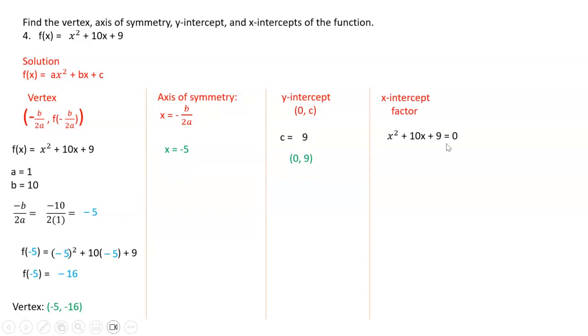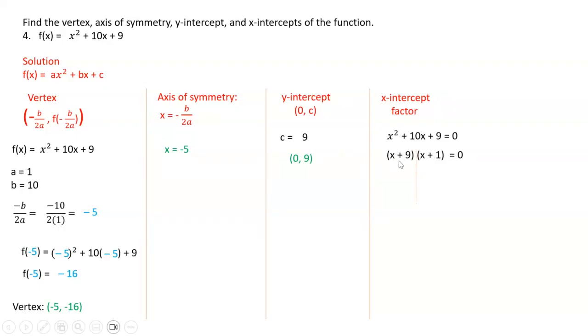Now for the x-intercepts, we have to factor. So we let the function equal 0, and we solve for x. This function can be factored as (x plus 9)(x plus 1) equals 0. If you don't know how to factor, I believe I did a workshop on the 3rd week of the semester. So go back to the 3rd week, and that's where I cover factoring.